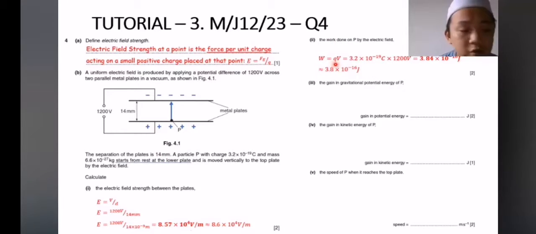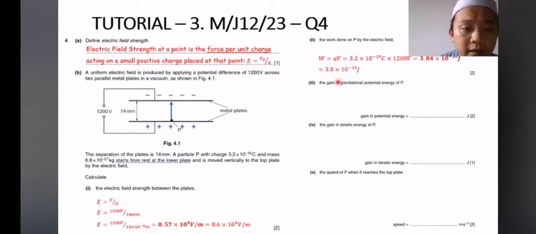So the work done, W equals to QV, straightforward. So substitute the values and you get V sama dengan 1200. Kalau you nak substitute V sama dengan DE pun, you eventually get the same answer kan sebenarnya. Okay, but because we are given the potential difference 1200 volts, so use it straight away.